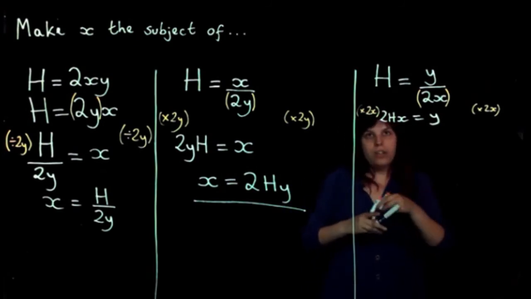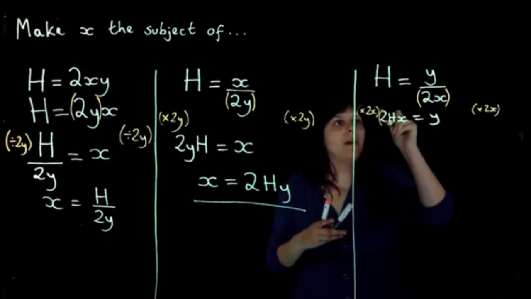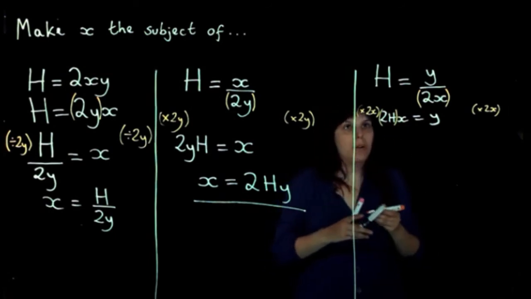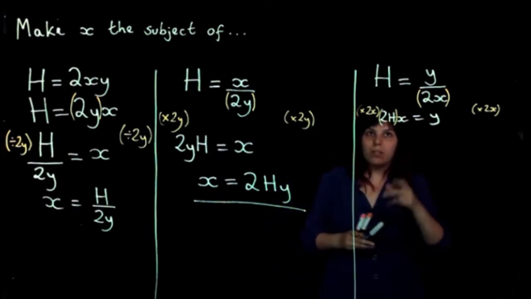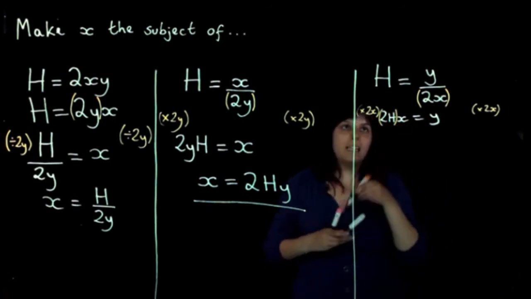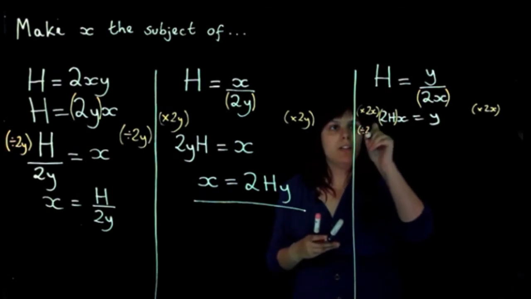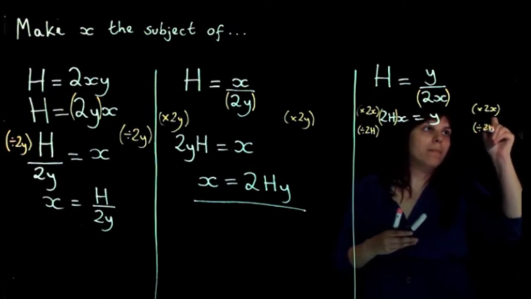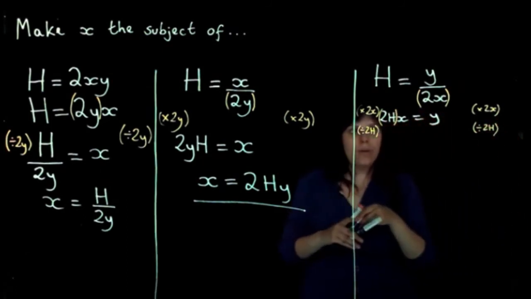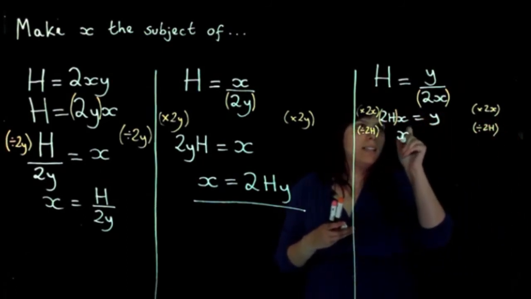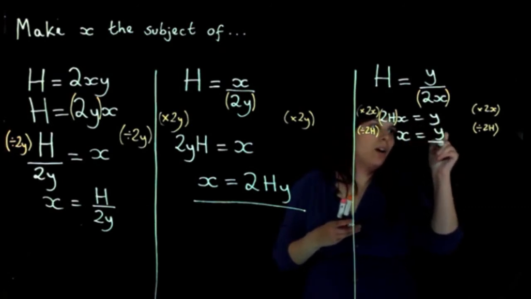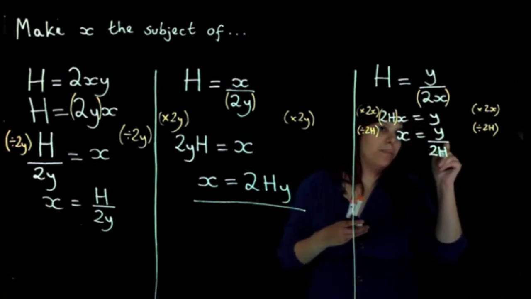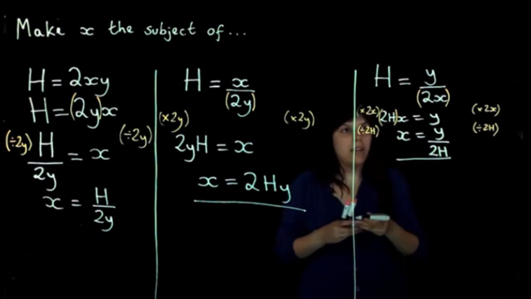Now I'm going to put that bit into brackets, the 2h, because I want my x on its own, and I'm going to divide by the 2h because I'm currently multiplying by it. And so I end up with x equals y over 2h. And that's that one rearranged.